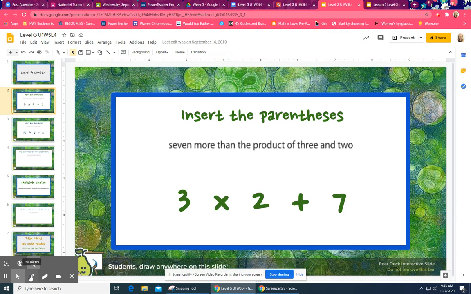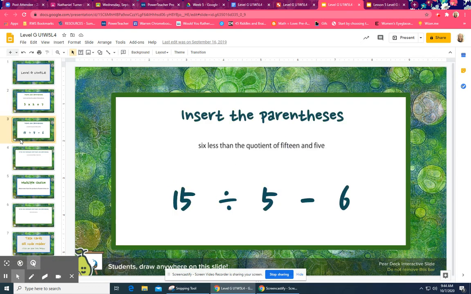Okay, so the first one says 7 more than the product of 3 and 2. And every year when I teach this, I tell kids that once you see the word "of," that's your dead giveaway that that's when the parentheses are supposed to come into play. So it says 7 more than, so they've got the addition. And then the product, so that's why you've got the multiplication. And then it says of 3 and 2. So once you see the word "of," that's where your parentheses go. Now it reads that you're supposed to do the multiplication first and then add 7, which is what the algebraic expression was explaining.